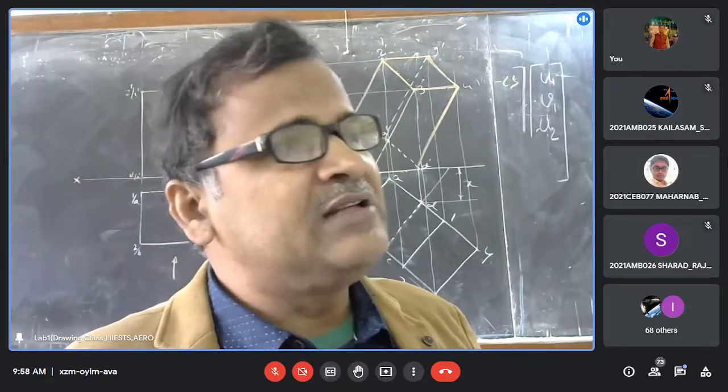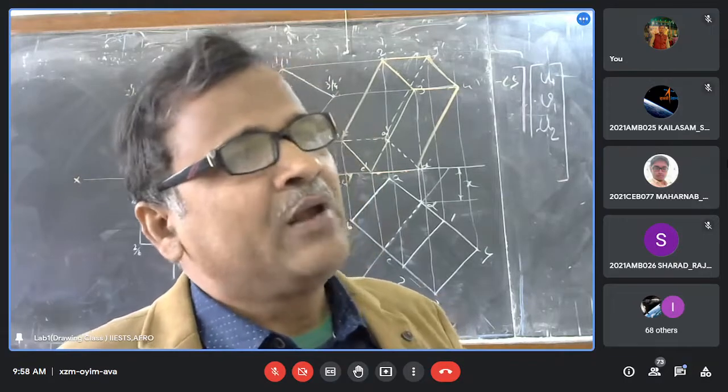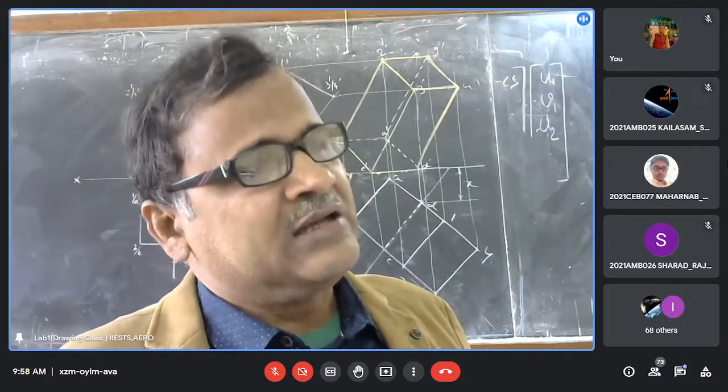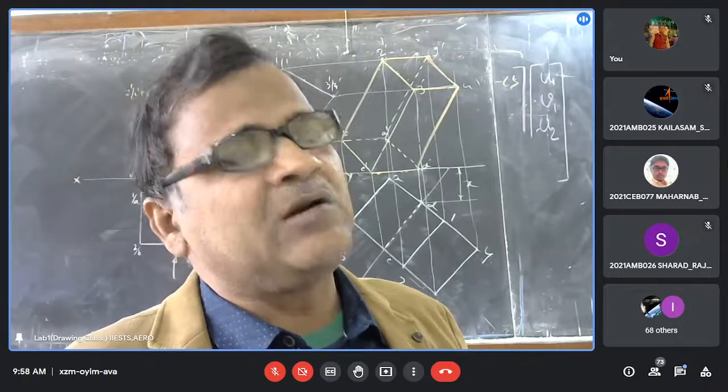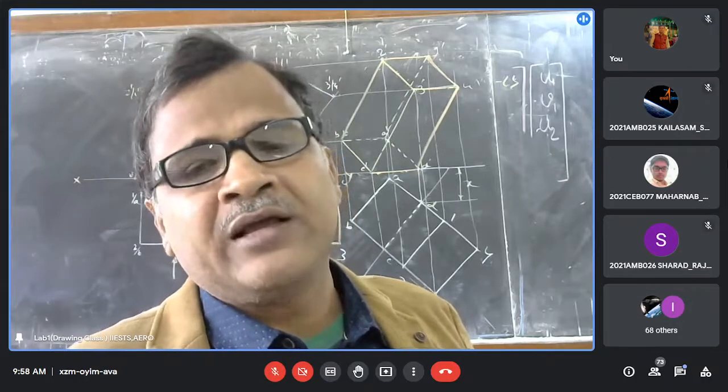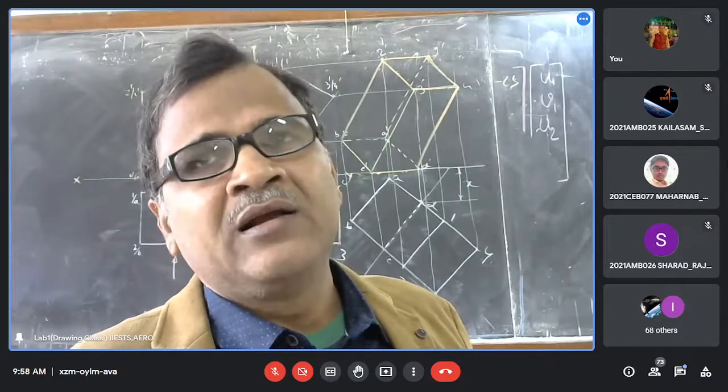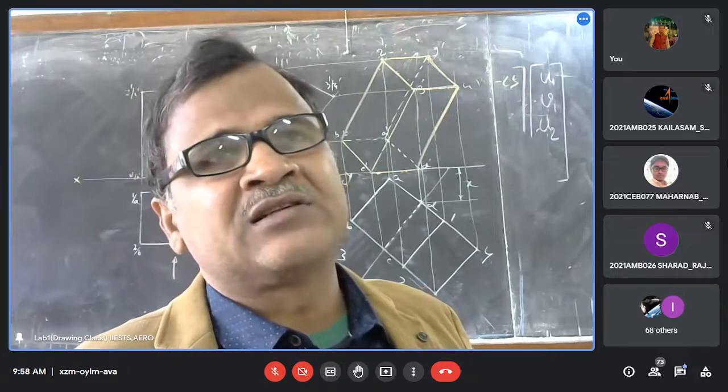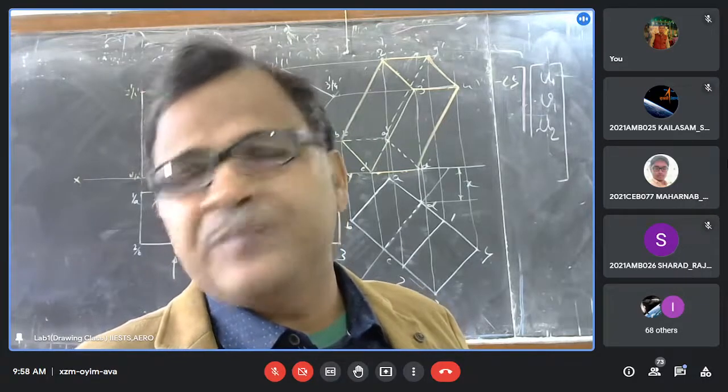So you should initially place it in such a way that two parallel edges of the hexagon are perpendicular to the vertical plane. In that condition, you get two rectangular surfaces which are perpendicular to HP. Then you can rotate.